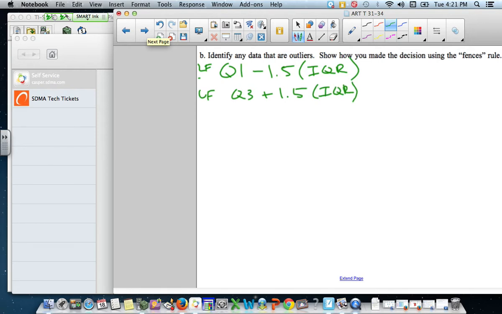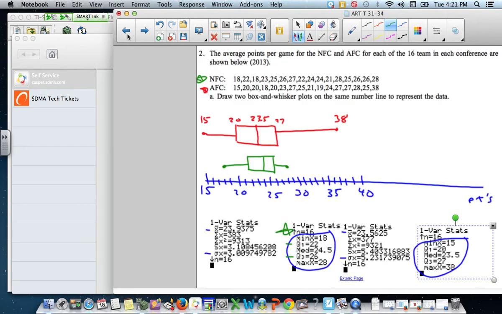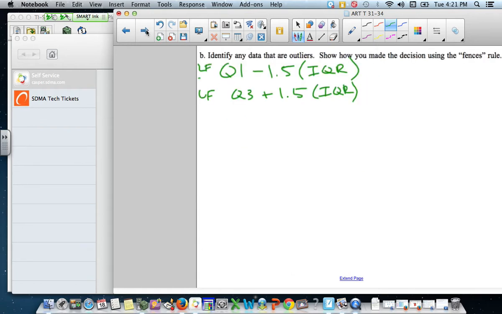So in this problem, my lower fence is going to be 22, and I can see my interquartile range here is 26 minus 22, which is 4. So it's going to be 22 minus 1.5 times 4, which is 16. My upper fence is going to be my Q3 plus 1.5 times 4, which is 32.